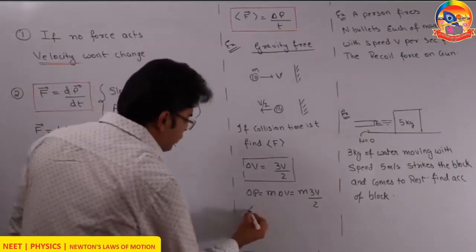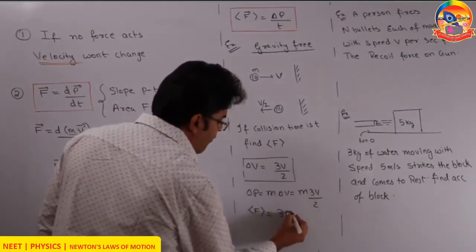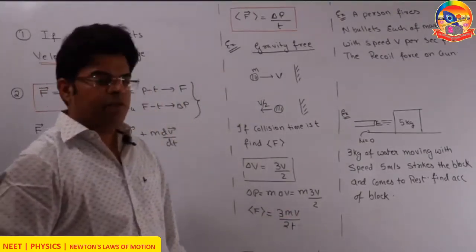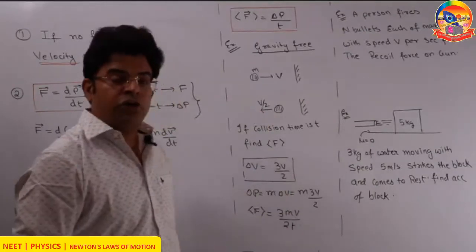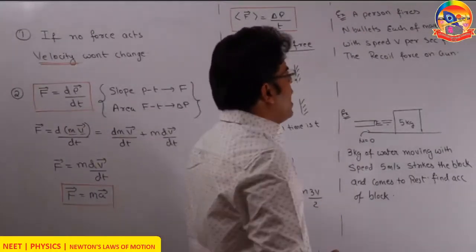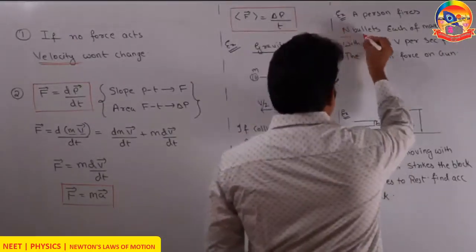Now the average force acting has to be nothing but the change in momentum, that is 3mv/2, upon the time taken. So 3mv/2t will be the average force acting on this ball during the collision. Next example.